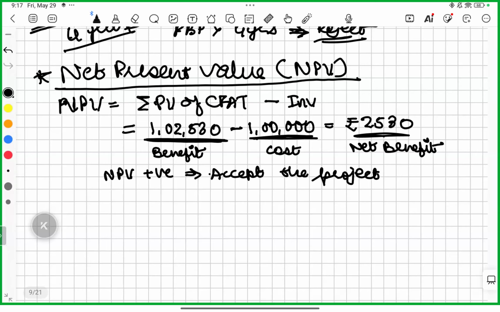So suppose you find out that NPV is negative. So you will write that since the NPV of project is negative, the project is rejected. And if the NPV is positive, you have to accept the project. So you will write decision according to whatever NPV you find. Okay. In this case, NPV is positive, that is net benefit is positive.